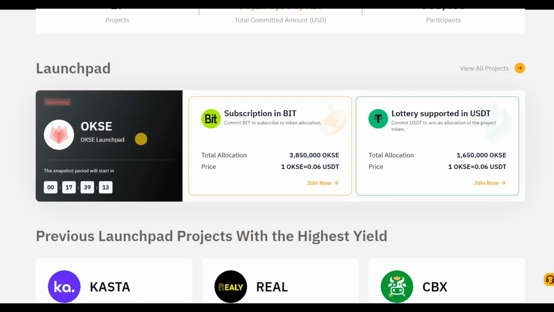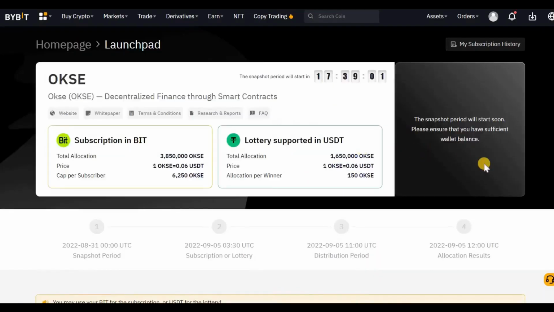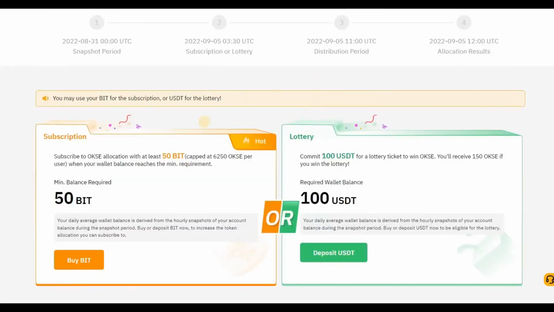You can click on this. This right here is the basic information about this project. To get started, you can use the BIT token by owning just 50 bits, or you can participate in the lottery section by committing 100 USDT into this project. So these are the two ways to get into this newly listed coin.